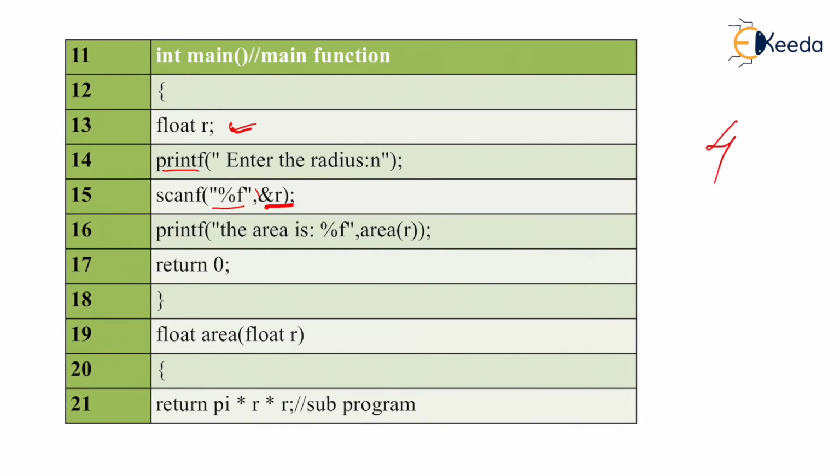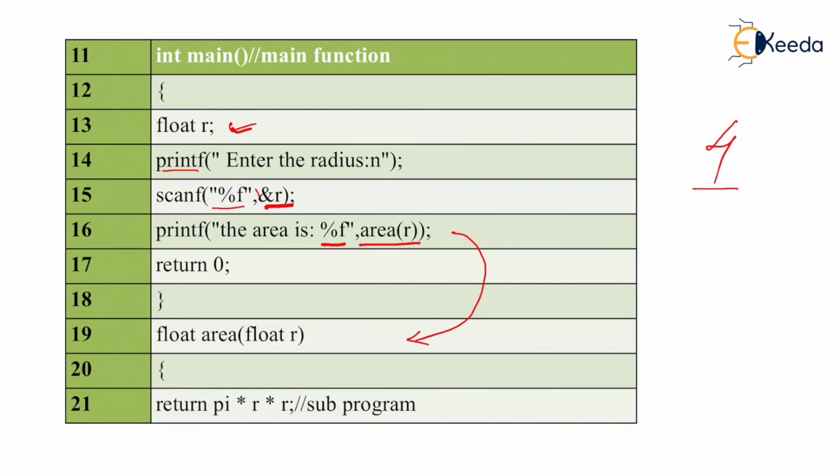Next, printf("the area is %f", area(r)). What this line says is, printf is a method which is used to display the value on the console or the output window. So it will display "the area is", and %f is the symbol through which we are calling the method as area(r), that means area(4). So the method will get called for area, right? So our control goes from here to here, right?